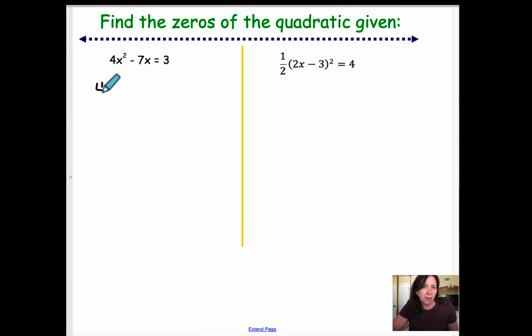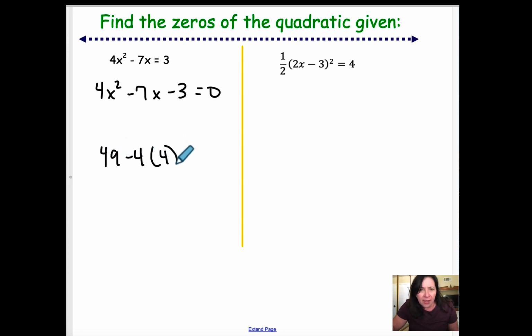So this is just going to be 4x squared minus 7x minus 3 equals 0. I wonder if this factors. Let's see if it factors. Use the b squared, 7 squared, so the 49 minus 4ac. Let's see if this factors.